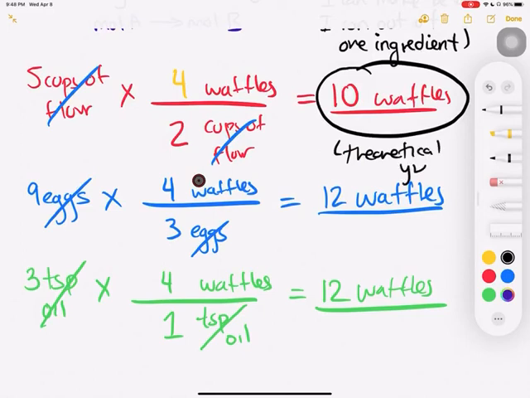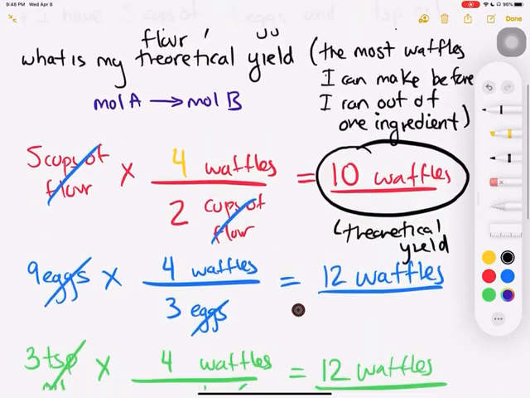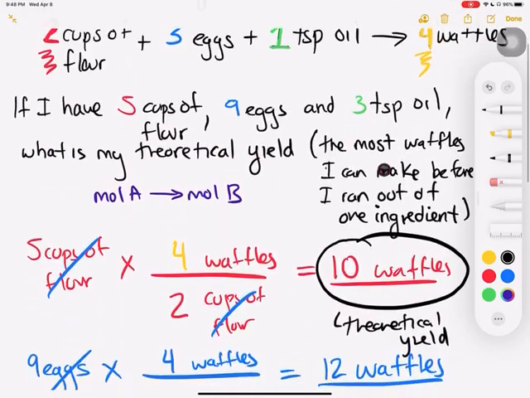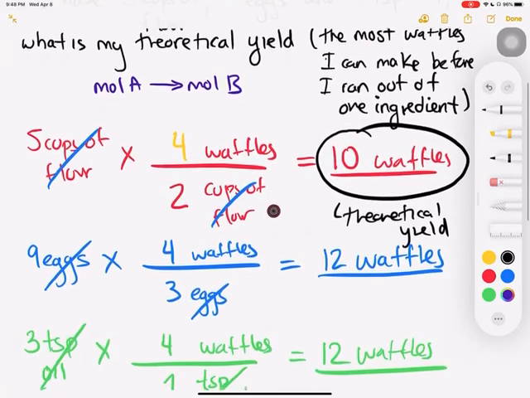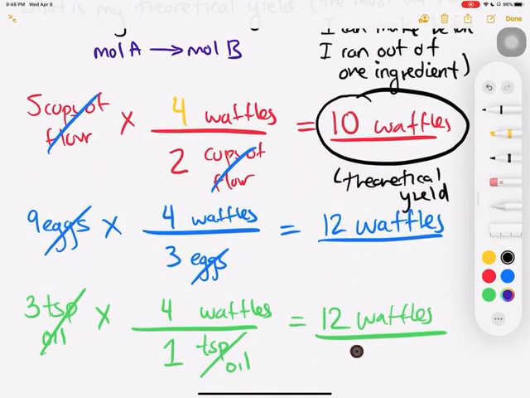Theoretical yield, which is the highest amount of waffles that I can make before I run out of one ingredient. So you're looking for the number that's smaller of all of this. If you convert to moles or grams, you're looking for the number that's smaller from all of this. That is your theoretical yield. And the reagent associated with the theoretical yield, this is the limiting reagent.